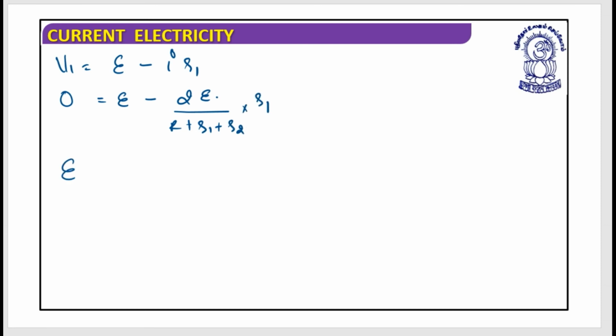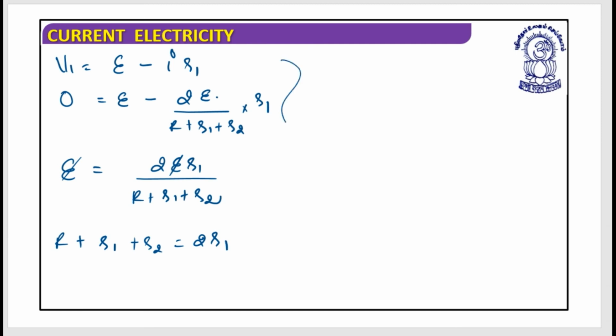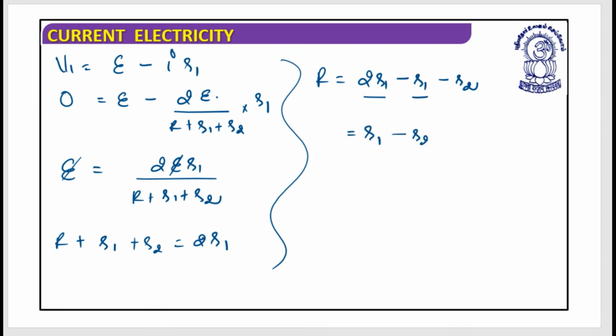So let's just solve it. E should be equal to 2E R1 divided by R plus R1 plus R2. This E has gone, and the term that remains is R plus R1 plus R2, which should be equal to 2R1. So what I can have is R is equal to 2R1 minus R1 minus R2. So 2R1 minus R1 can be written as R1 minus R2. This is equal to R, and this would be the answer.